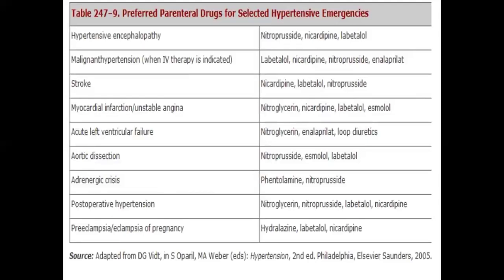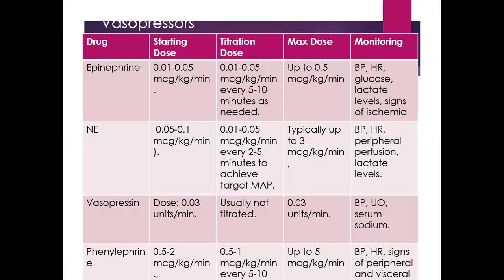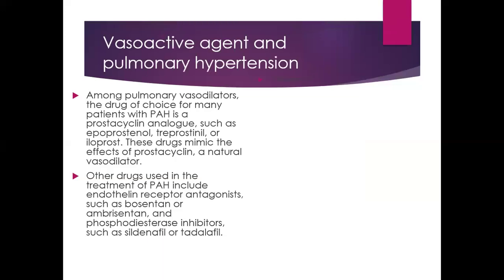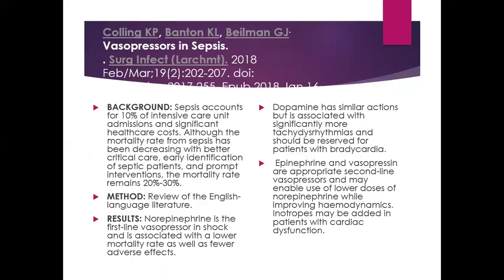Malignant hypertension, stroke patients, patients with myocardial infarction, like I mentioned, aortic dissection, adrenergic crisis, especially following pheochromocytoma surgery, and patients with postoperative hypertension. These are some of the conditions where you use vasodilator therapy. These are just doses I put here, and I mentioned this here.